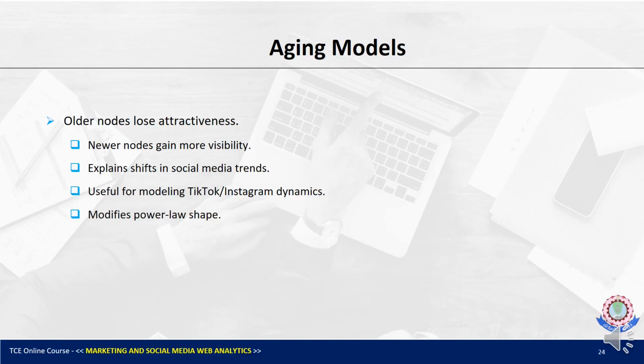Aging models. Nodes may lose attractiveness as they age. This explains why older posts get fewer views and new posts rise quickly on platforms like TikTok.